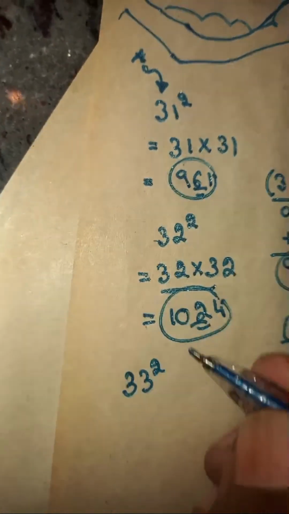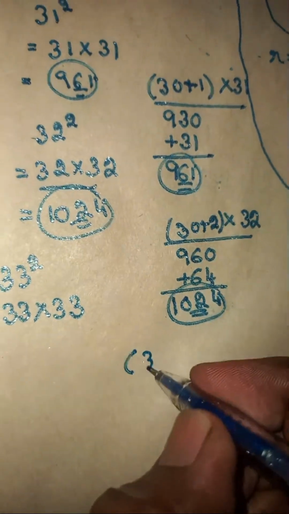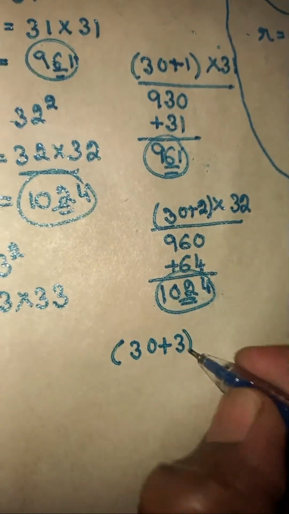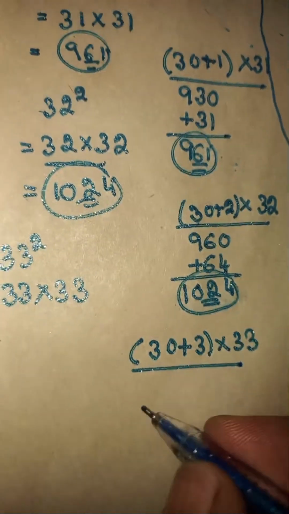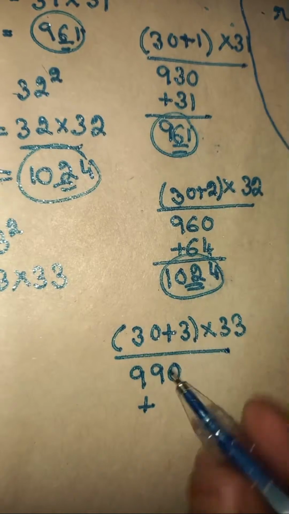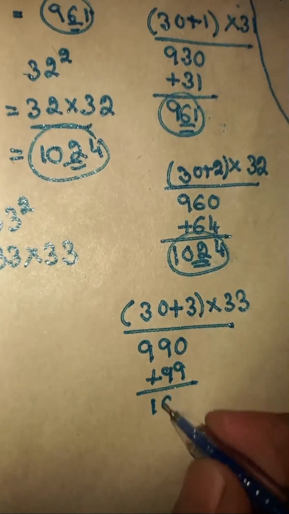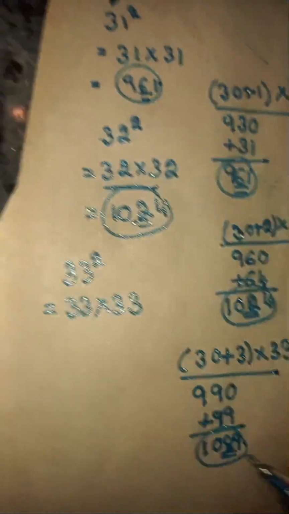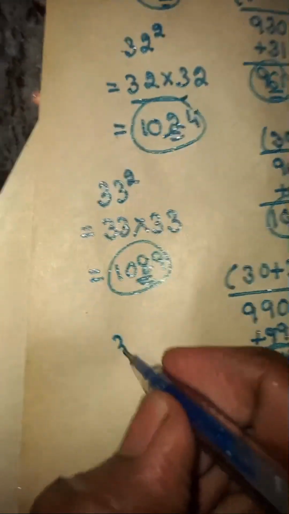Let's write what is 33 square. 33 square can be written as 33 times 33. Now 33 can be written as 30 plus 3 times 33. Now 33 times 3 is 99, so 990 plus 33 times 3, which is 99. 990 plus 99 is going to become 1089. This is 1089.